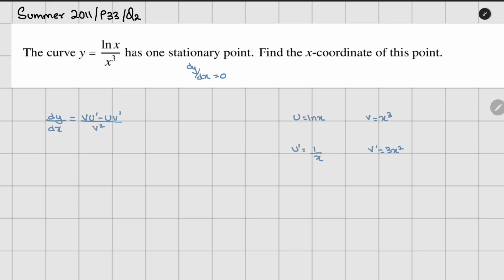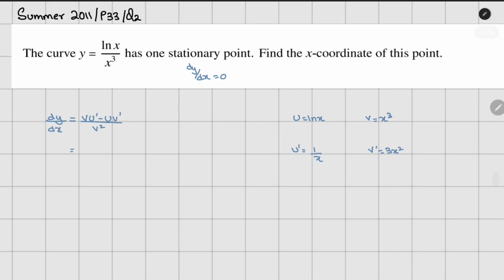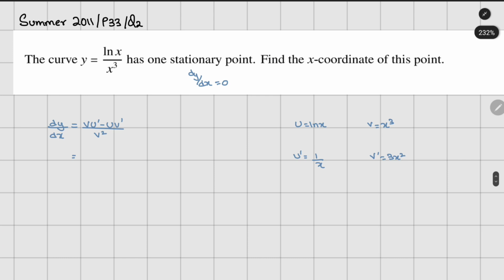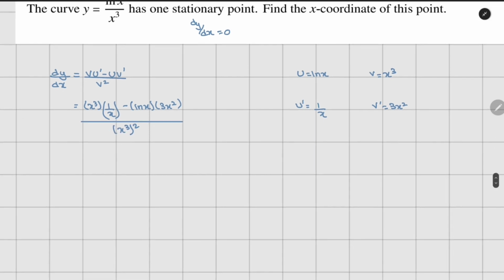So the differentiation of ln x became 1 upon x. Coming back to the question, we are going to input the values. For v it is x cubed, u' is 1 upon x, minus ln x times 3x squared, and dividing by v squared. Now we are going to simplify this.